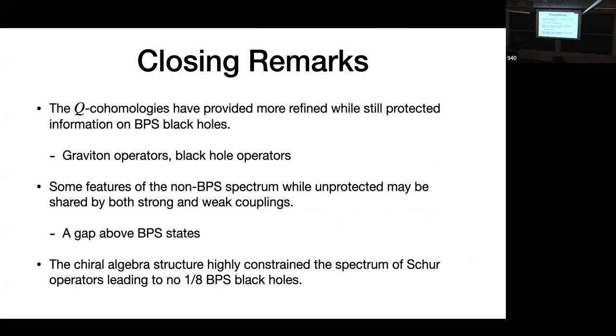We've seen that the Q cohomology has provided more refined, while still protected, information on BPS black holes, and we've seen the graviton operators and the black hole operators. We've also seen some features of the non-BPS spectrum, which, while unprotected, may be shared by both the strong and weak couplings. The feature I talked about is a gap above BPS states. There may be some more refined features in the spectrum that we can extract, also shared by both weak and strong couplings. That's all I'd like to say.